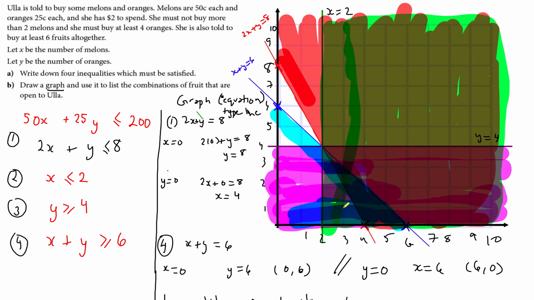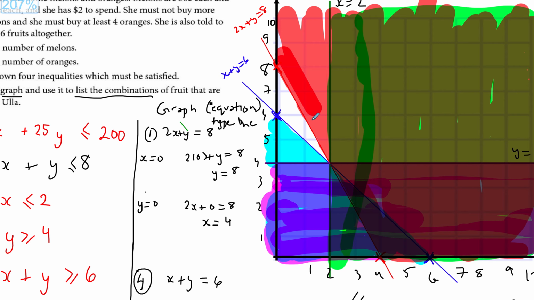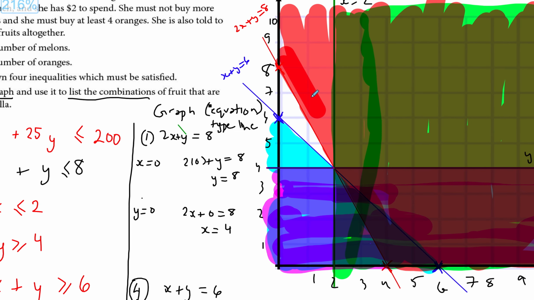Quite a mess this graph has become. So we have this, and how nice, we are left with a tiny triangle, and usually you should be left with one region, and from this region you're going to pick the list of combinations. Now, for the list of combinations, you have to understand the question. Because we're talking about fruits and melons, you can't buy half melons and half fruits. So in this question, we need to look at what we call integer solutions. So I'm going to zoom in and see where my integer solutions are.